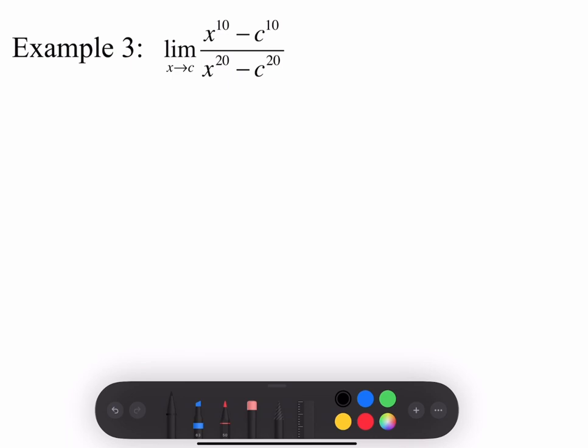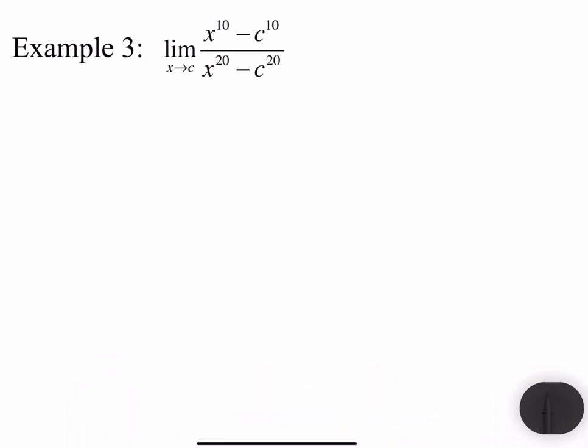And I have x to the power of 10 minus c to the power of 10 all over x to the power of 20 minus c to the power of 20. Now, just looking at it at first glance, this problem may be a little bit tricky because we can't really clearly see what needs to be factored. But this is where you have to use your rules of exponents. So I'm actually going to rewrite x to the power of 20 and c to the power of 20 as being squares of x to the power of 10 and c to the power of 10.